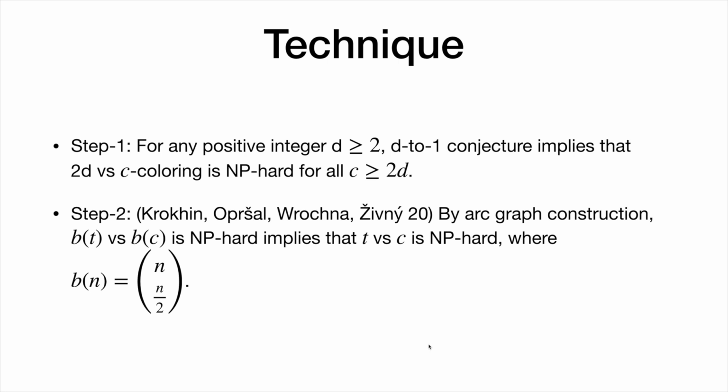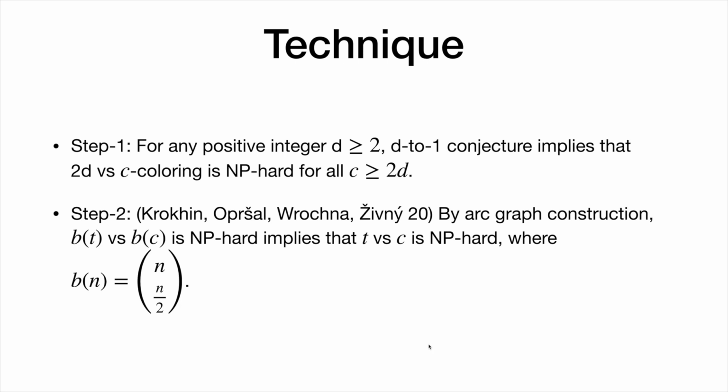They argue using the properties of the chromatic number of the arc graph. The arc graph is the line graph. If you want to prove that T versus C is NP-hard, it's sufficient to prove that, for some function B, which is roughly 2 to the n over square root of n, B of T versus B of C is NP-hard. So if you want to prove it for small t, it's sufficient if you have a large enough B of T.